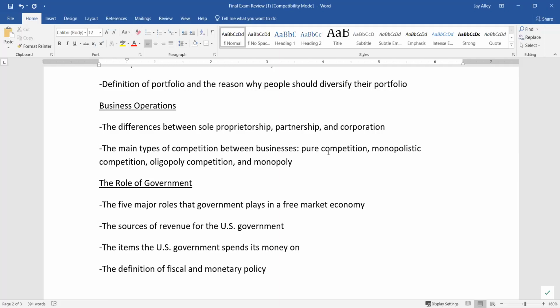Role of government. Hopefully everybody has written their letter to the president. That was one of the assignments, telling them what should be done with our money, our tax money. And in that first test, I was still seeing people that didn't understand where government gets its money.